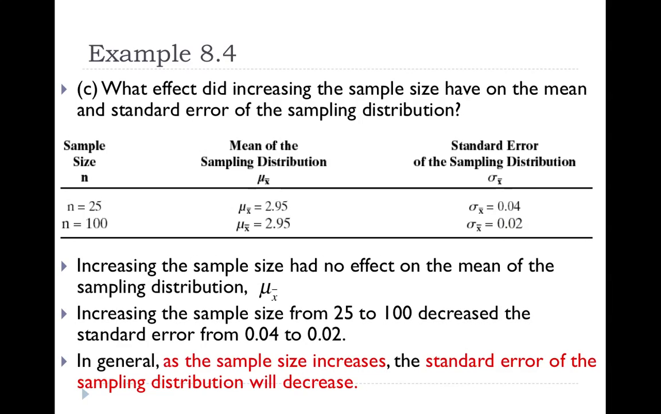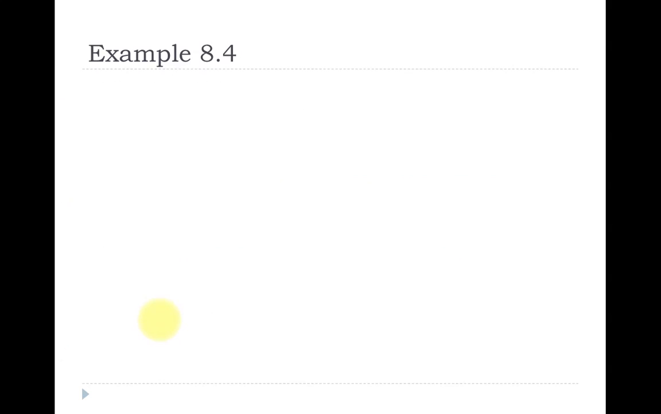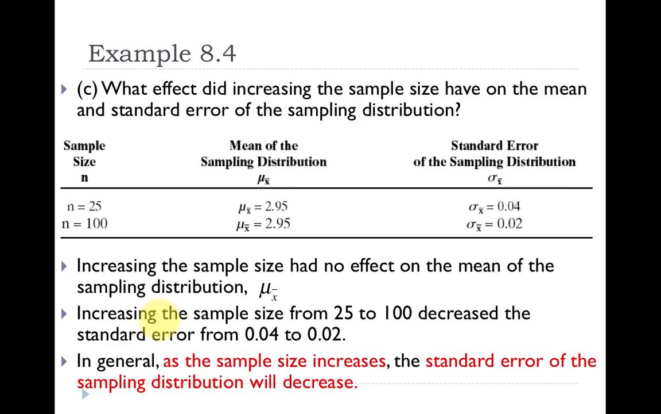In general, this is always going to happen. As the sample size increases, the standard error of the sampling distribution will decrease. Okay, this is always going to happen. If you increase the sample size, take note of what happens with a fraction. If you increase its denominator, you're going to make that fraction get smaller and smaller and smaller, okay? If you keep increasing that denominator to be bigger and bigger. And that's why the standard error will eventually get smaller and smaller.